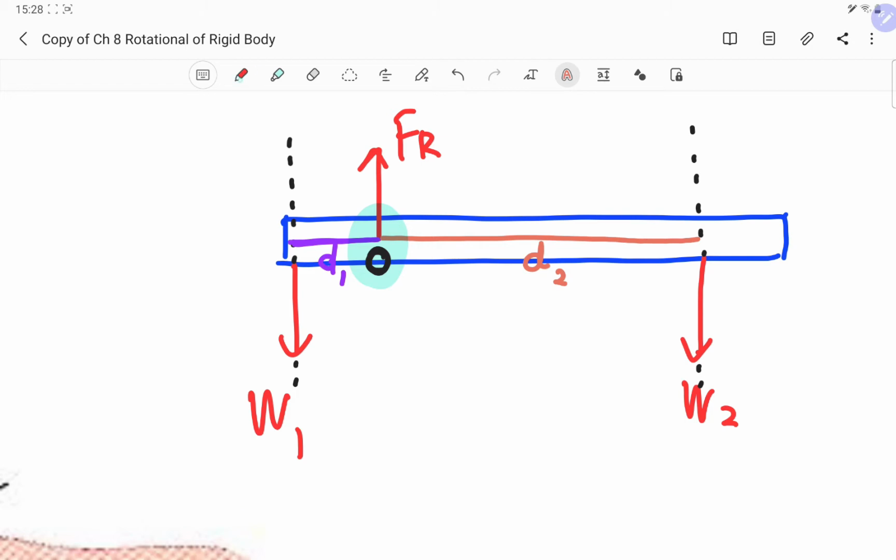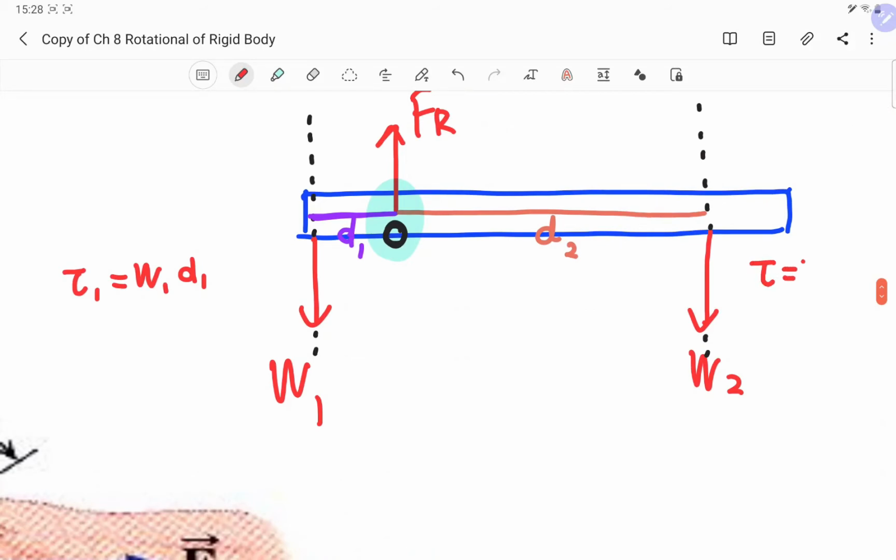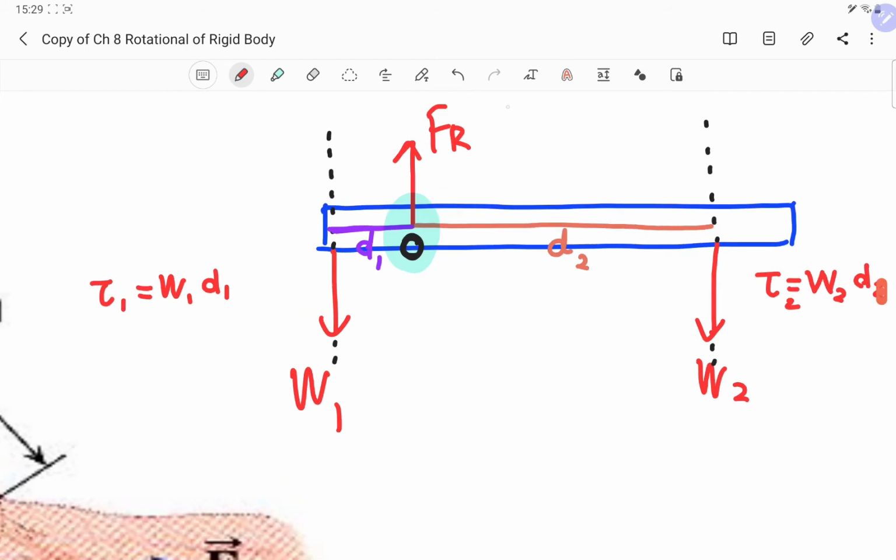So to calculate the torque caused by weight 1, this one, and for torque 2 is W2 D2. But then torque for FR is equal to FR times 0. So the D is equal to 0, which means that we don't have torque for FR.